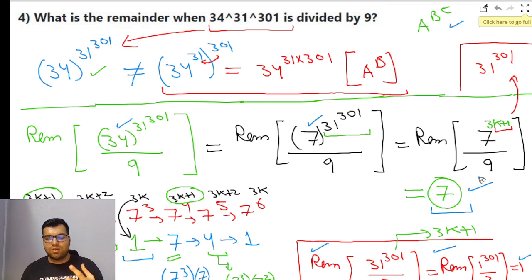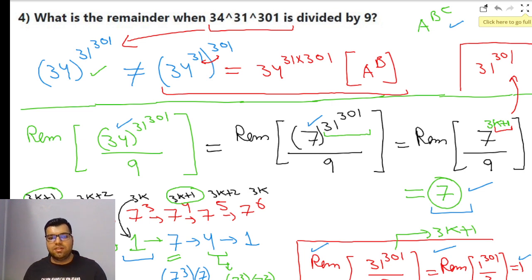If not clear, just try to do it again. I have explained it thoroughly. You can just replay. So, a new type of question: when there is a tower like this, a tower of powers, a raised to power b raised to power c, then we look for cyclicity, and this is how we attempt it.